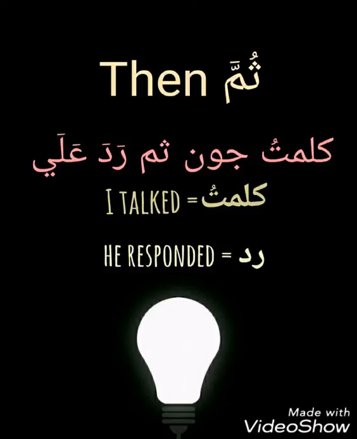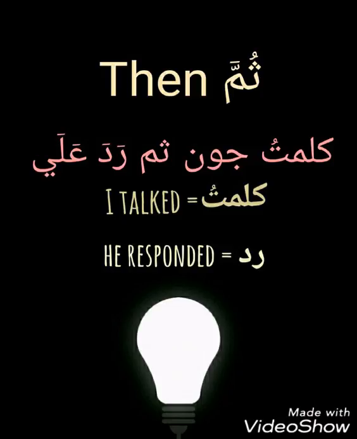ثم. So for example here you can say كلمت جون ثم رد علي. I talked to John, then he responded to me. Here, this sentence gives the meaning that after a while, John responded to me. He didn't respond immediately to me.